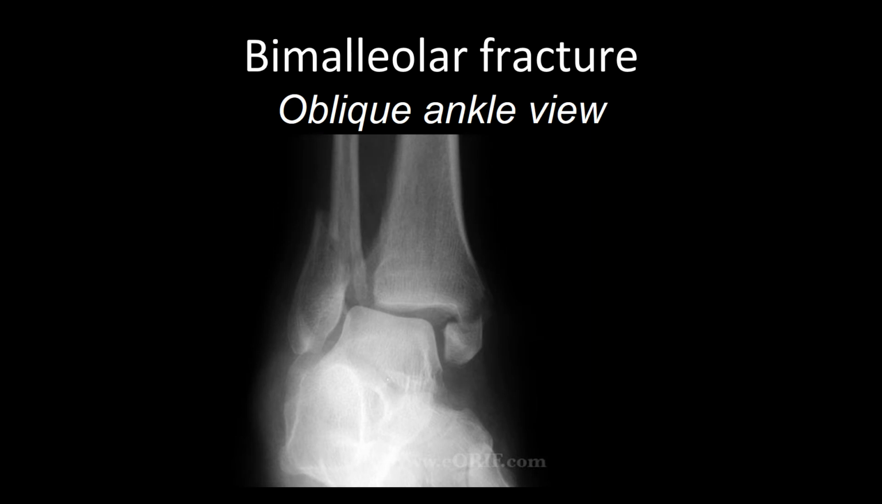So this is what a bimalleolar fracture is going to look like. This is an oblique radiograph. Obviously, what we can see here is that we have a distal fibula fracture. I'm going to circle it. And obviously we have a distal tibial fracture as well.